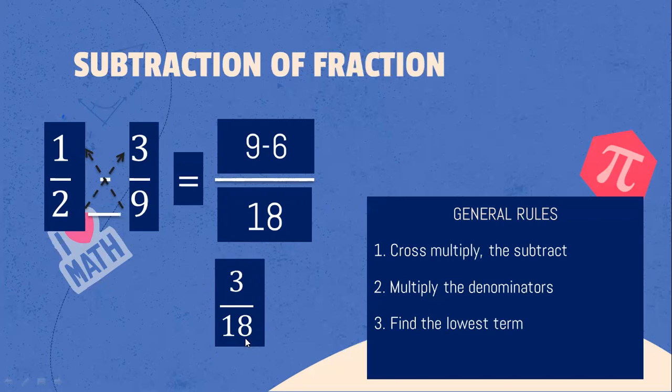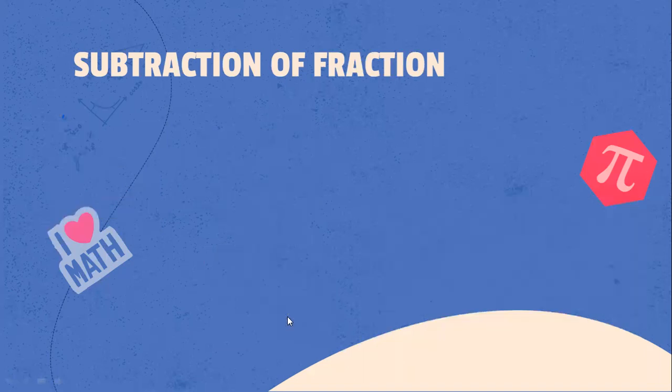3 over 18. Then let's find the lowest term. Do we have lowest term for 3 over 18? Yes, we have. What's that? We will be dividing both numerator and the denominator by 3 because 3 and 18 are both divisible by 3. So the final answer is 1 over 6. 3 divided by 3 is 1. 18 divided by 3 is 6. So 1 half minus 3 over 9 is equal to 3 over 18 or 1/6.